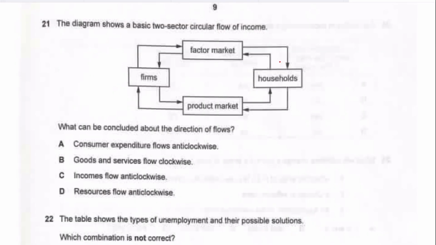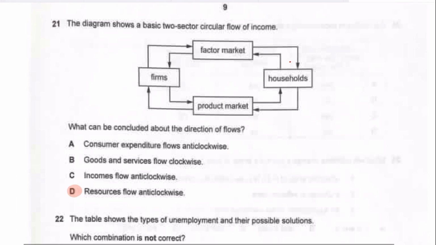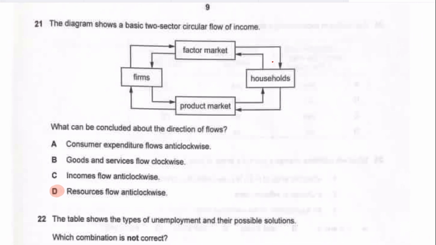So question number 21 says the diagram shows the two-sector basic circular flow of income model. What do we conclude about the circular flow, that is, the direction of the flows? So the correct answer should be D, resources flow anti-clockwise. The reason is that the resources, the factors of production, are flowing from the households to the firms. So you see that the factors of production are flowing anti-clockwise from households to the firms.